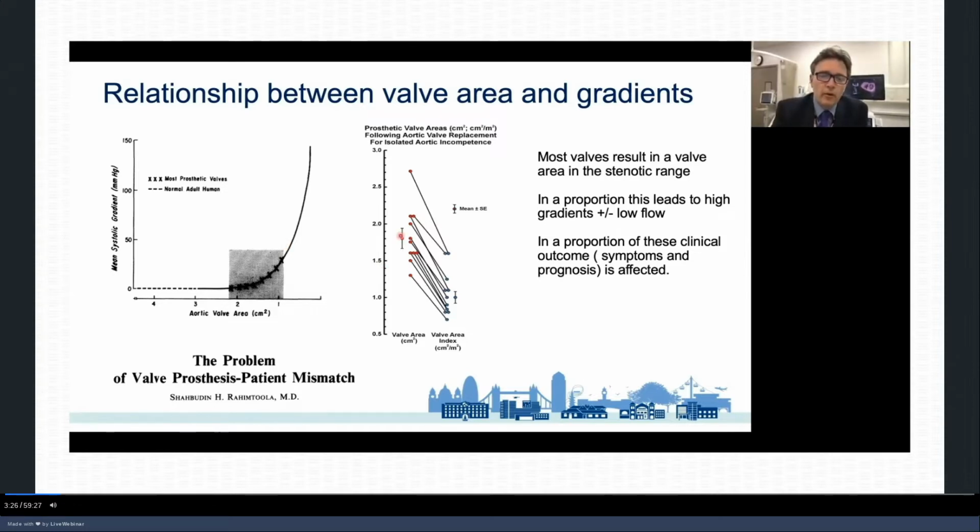Furthermore, if you look at the valve area indexed, you can see that quite a number of patients still end up in this 0.6, 0.7, 0.8 area, which is associated with ongoing obstruction. And this results in this concept of patient prosthesis mismatch. So it's important to recognize that most valves are to some extent stenotic. In a proportion of these patients, it will result in an elevated gradient. And in a proportion of these patients, it will result in an adverse outcome, either in terms of ongoing symptoms or in terms of issues relating to prognosis and cardiac events.